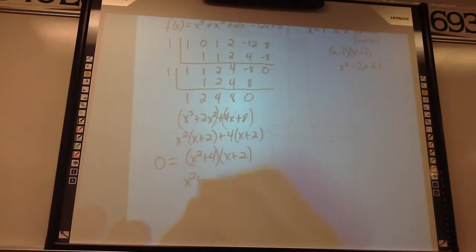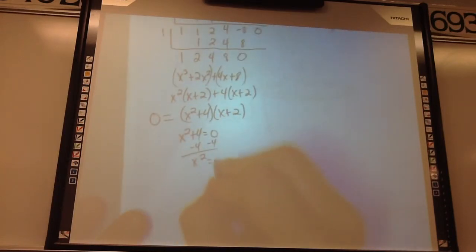X squared plus 4 equals 0. Subtract 4. X squared equals negative 4. Square root both sides. X will equal, since I'm doing the square root, plus or minus. What's the square root of negative 4? 2i. I don't know how to do that. Uh-oh, you have a quiz on Friday about that.